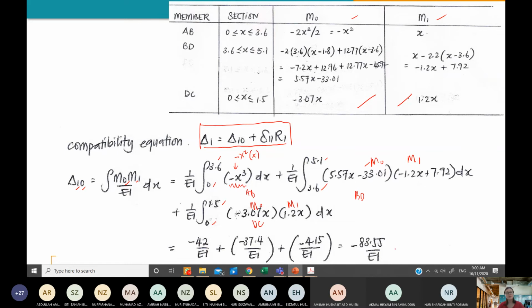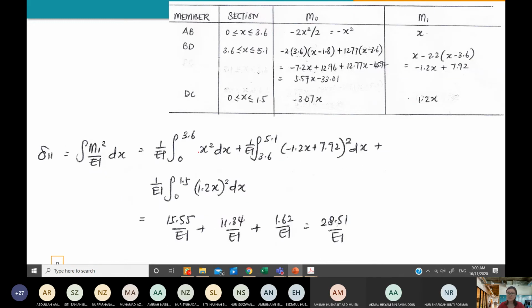Then you can solve for this delta 1. Delta 1 will be talking about M1 multiplied by M1 only. Therefore, this data is not used in this delta 1. So this is for AB, where you have an x squared here, 0 to 3.6. And this is from BD, and this is from DC.